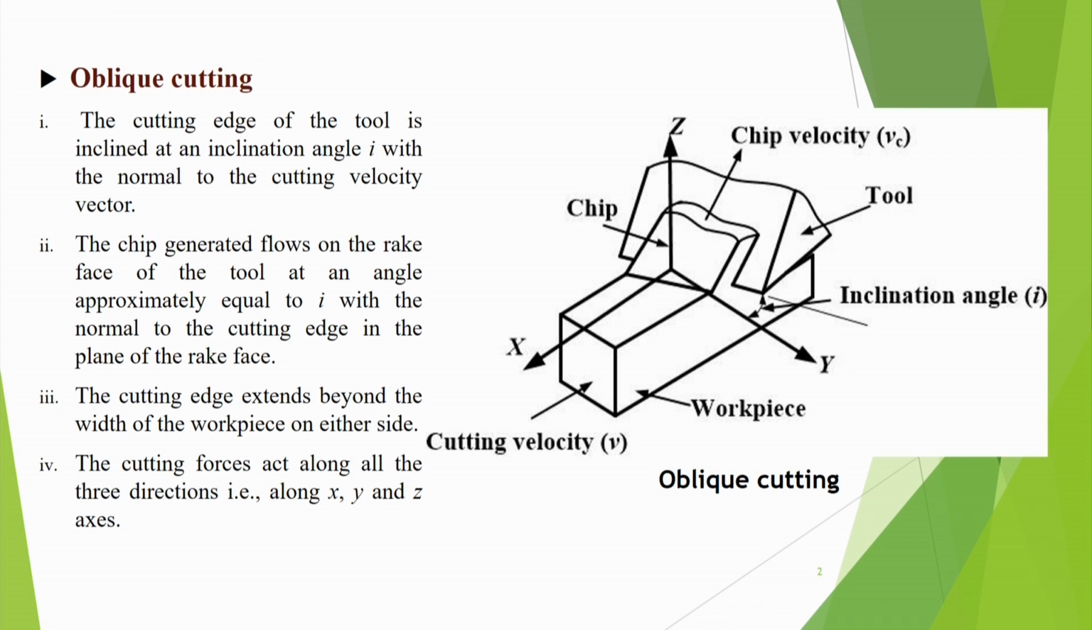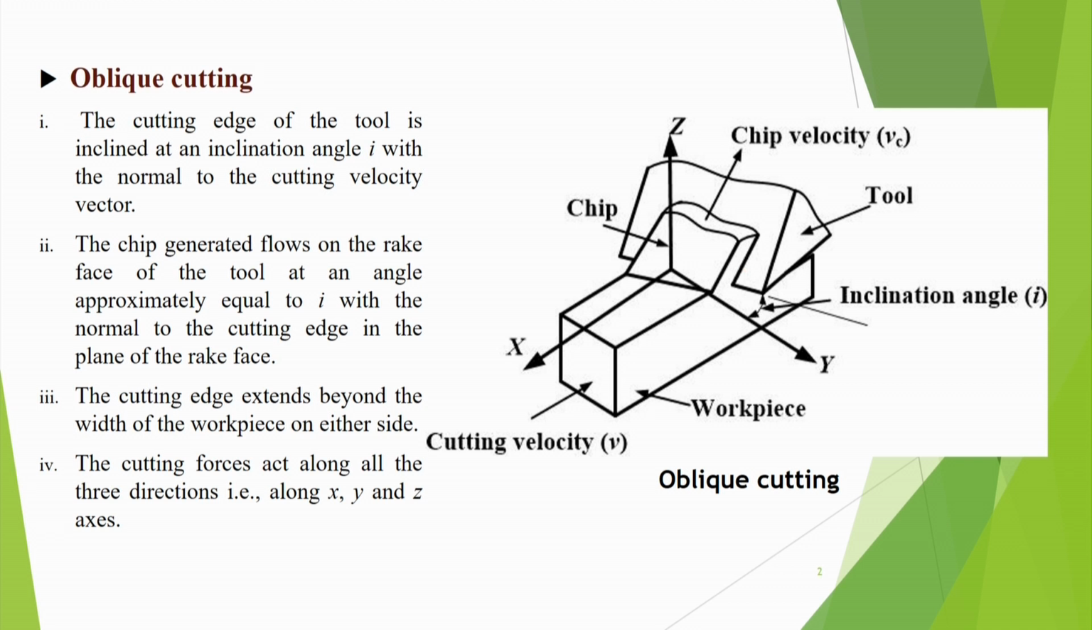Let me review again the concept of oblique cutting. Here I have made a three-dimensional picture of the cutting process. There is a workpiece and the tool is moving in the x direction, so the x direction can be called the cutting velocity direction. In orthogonal cutting, the cutting edge is perpendicular to the x axis, that means it is perpendicular to the velocity direction.